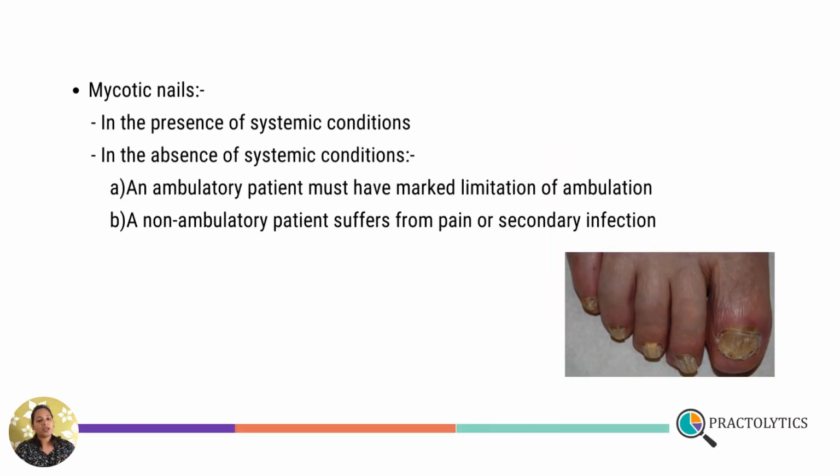Moving ahead, mycotic nails. In the presence of systemic conditions that we have just discussed. In the absence of systemic conditions, an ambulatory patient must have marked limitation of ambulation, pain, or secondary infection resulting from thickening and dystrophy of the infected toenail plate. A non-ambulatory patient suffers from pain or secondary infection resulting from thickening and dystrophy of the infected toenail plate.